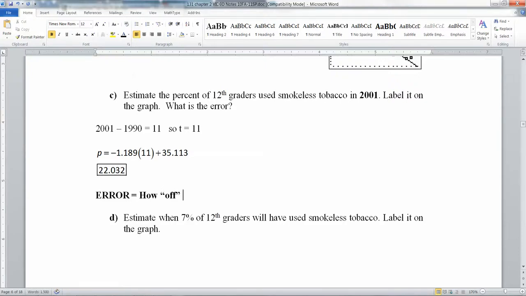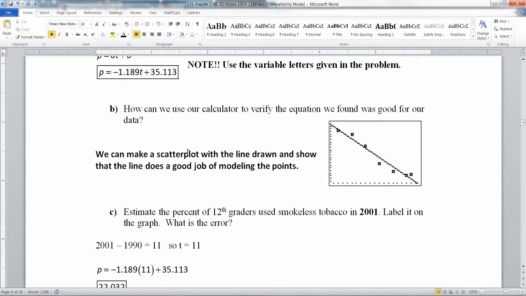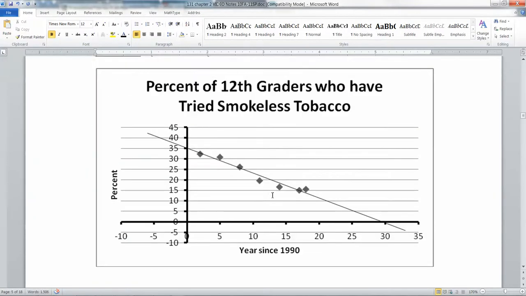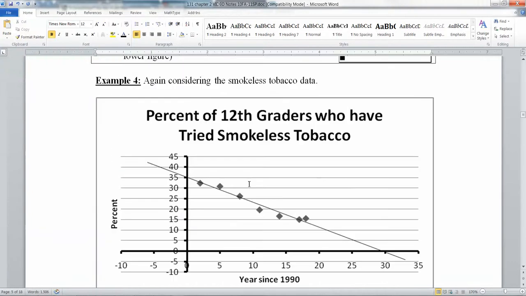Error is how off the estimate was from reality. Okay, so let me just show you the picture real quick. If we look at that point, there's the real point. That's what really happened, that gray dot, 11, 19.7. And what we estimated was right above it at the 22 value.